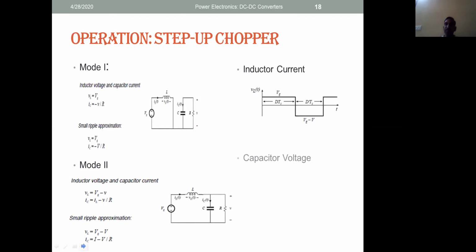So this is the inductor current waveform, as in the buck converter also. And for the capacitor current, you can see it was minus V by R when the inductor current was positive, but the capacitor current was negative. When the inductor current is negative, the capacitor voltage is rising, meaning the capacitor is getting charged during this period. When the switch is on, the capacitor is getting charged, and the inductor current is negative because it's Vg minus V during the time.